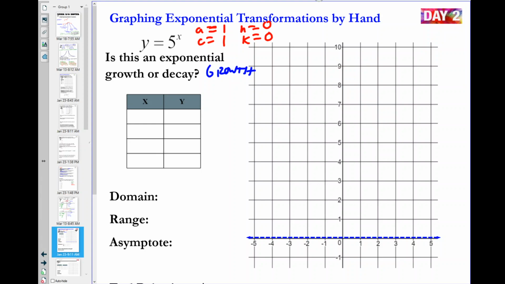For a growth, why do you think you always want to pick 0? Why is 0 awesome? Because since this is exponential, what is anything to the 0 power? It's 1. So that's why I always start with 0. So this is a growth. I'm going to pick 0 and positives. 5 to the 0 is 1. 5 to the first is 5. 5 squared is 25. And 125.